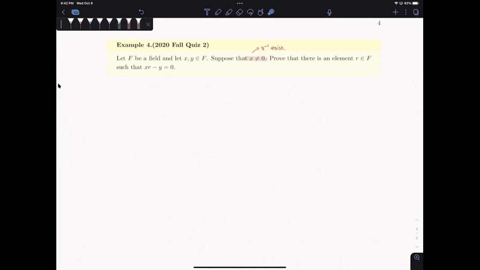Keep thinking, and I'll give you the answer later. Just keep thinking. Read this carefully. Keep reading this, and you'll figure it out. Does it not remind you of anything? Prove that there is an element in something such that something. Have you never seen that before?